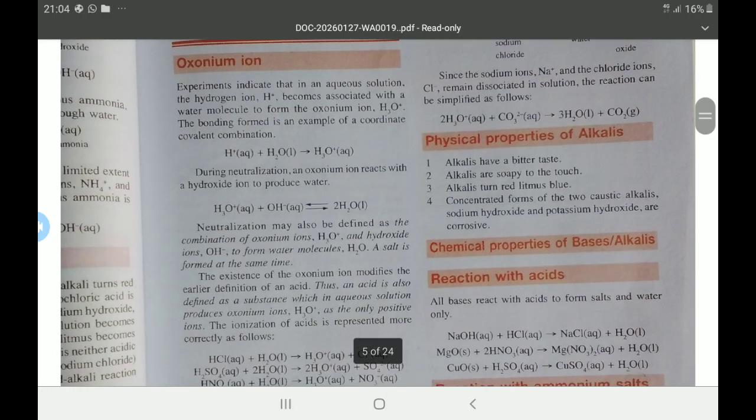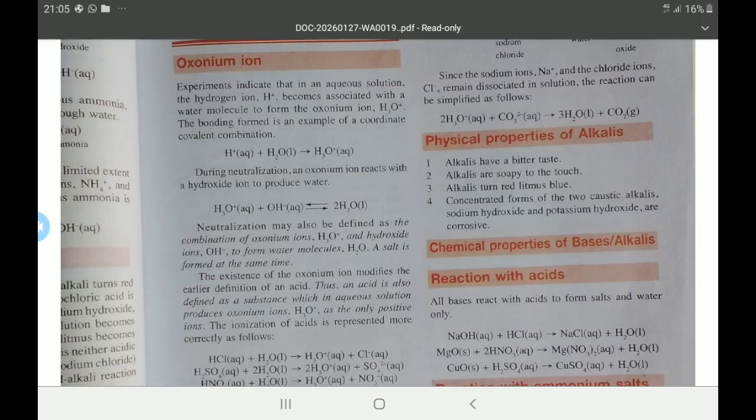Physical properties of an alkali. Number 1, alkalis have a bitter taste, meanwhile acids have a sour taste. Alkalis are soapy to the touch. Alkalis turn red litmus blue. Concentrated forms of two caustic alkalis, sodium hydroxide and potassium hydroxide, are corrosive. They can damage your skin.